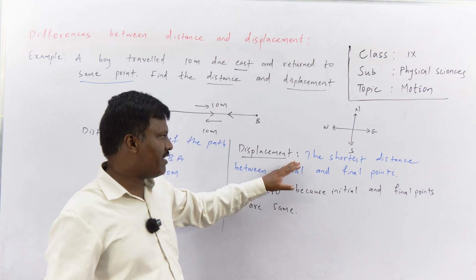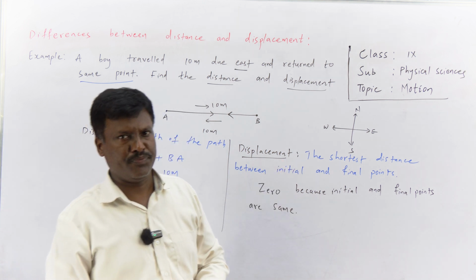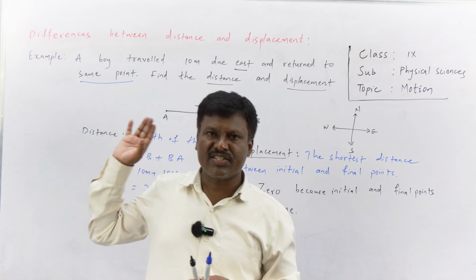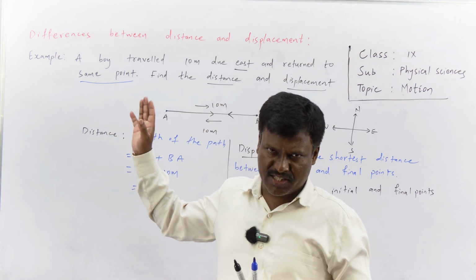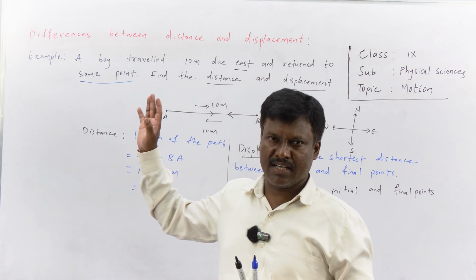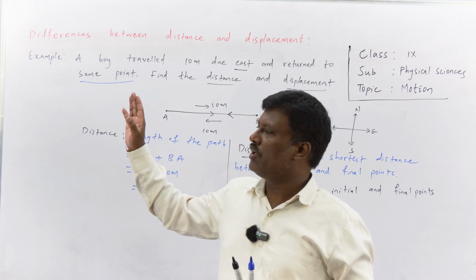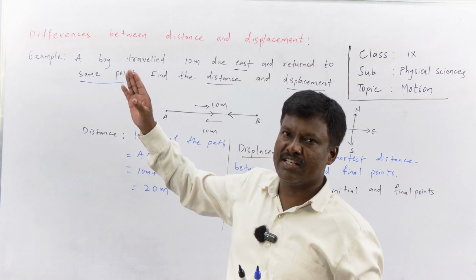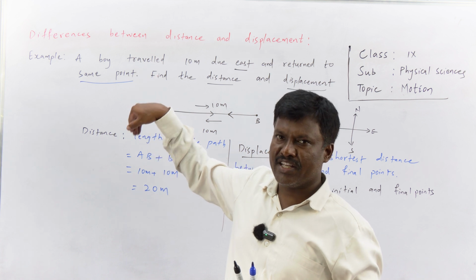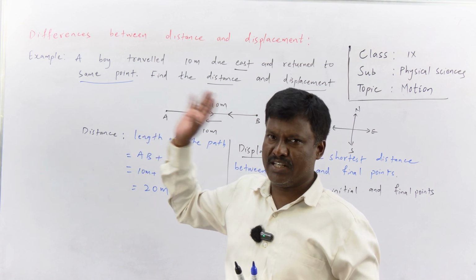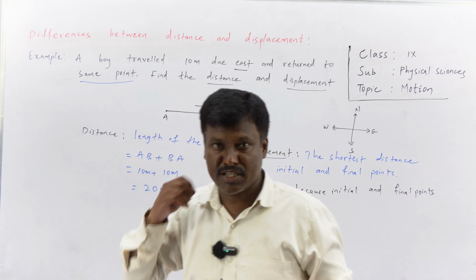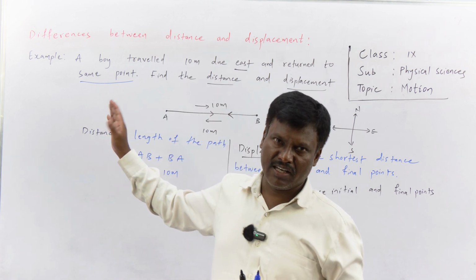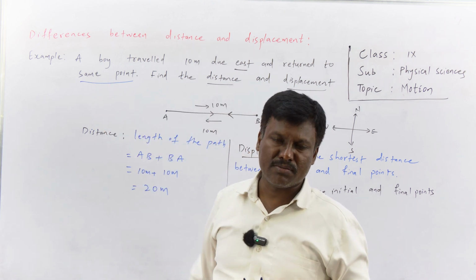Tell me some real life examples where displacement is 0. If you take the minute hand of a wall clock, it starts at 12. Again, after completing its path, it reaches 12 again after 1 minute. Tell me what is the displacement? 0, because it starts at 12 and reaches 12 again.